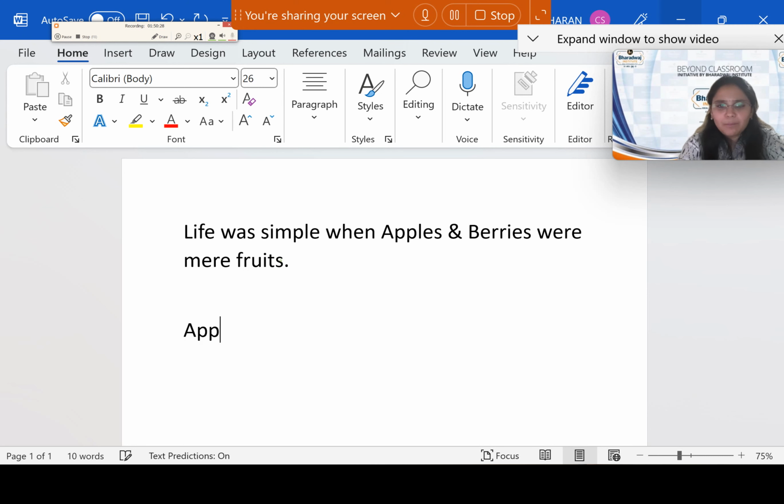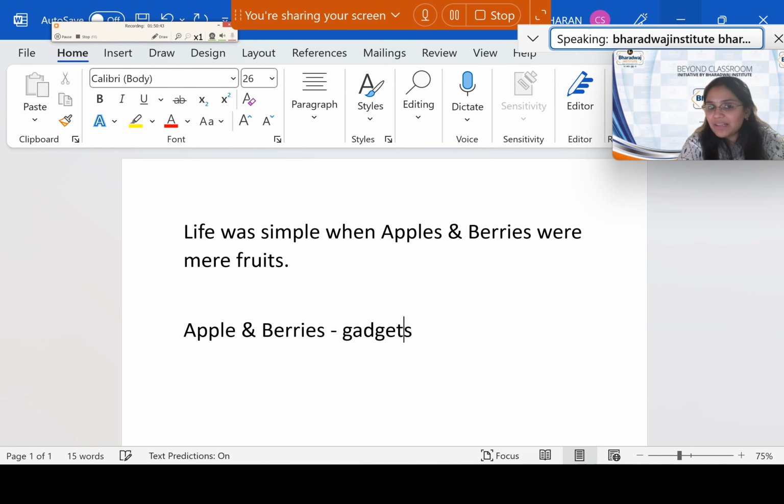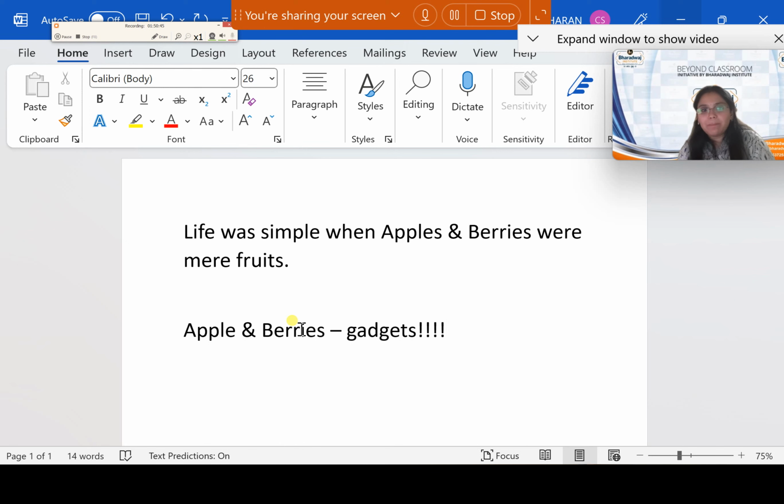Probably let us substitute apples and berries as what? Gadgets. If it gives a better meaning to you, then that is also a correct way of interpreting. Here I will consider apples and berries as gadgets. Now read: Life was simple when apples and berries were mere fruits. When I am looking at them as gadgets, it makes a lot more sense right now. Did you understand the point, everybody?